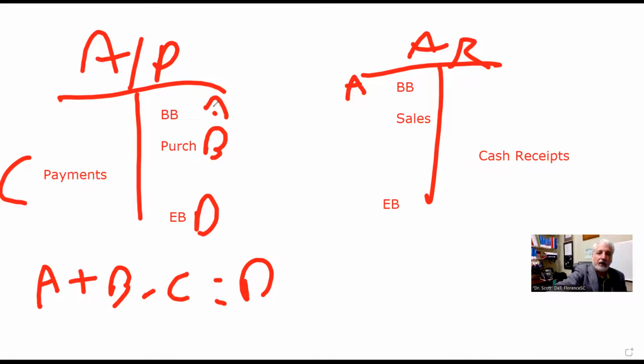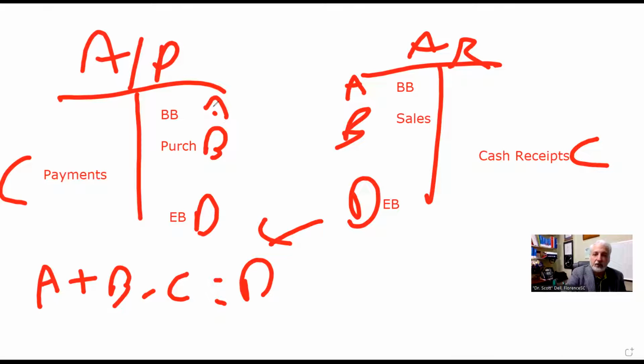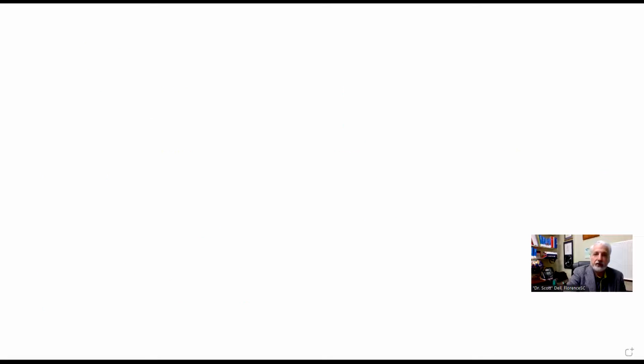Same thing here. A, B, C, D. A plus B, same equation actually, minus C equals D. So if I give you 3 of those numbers, you should be able to calculate the 4th. Any questions so far? So let's go back and take a look at our problem line.